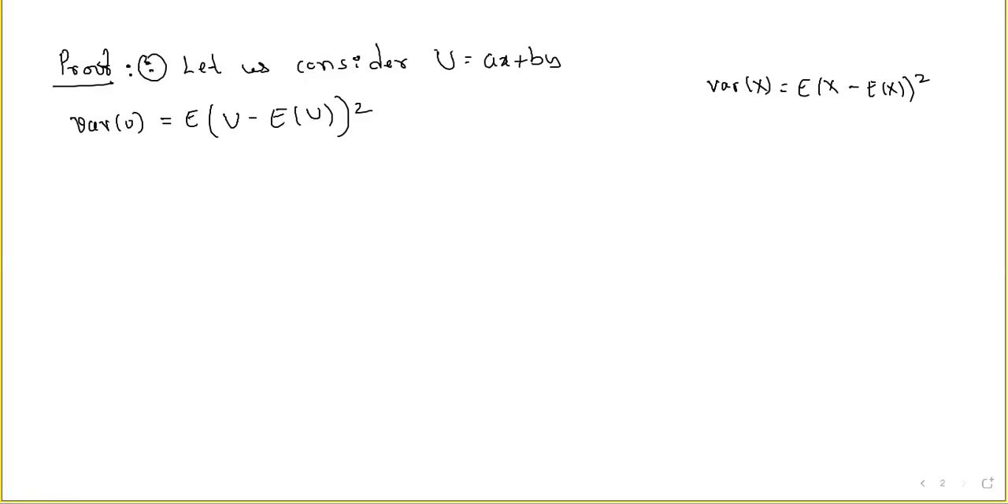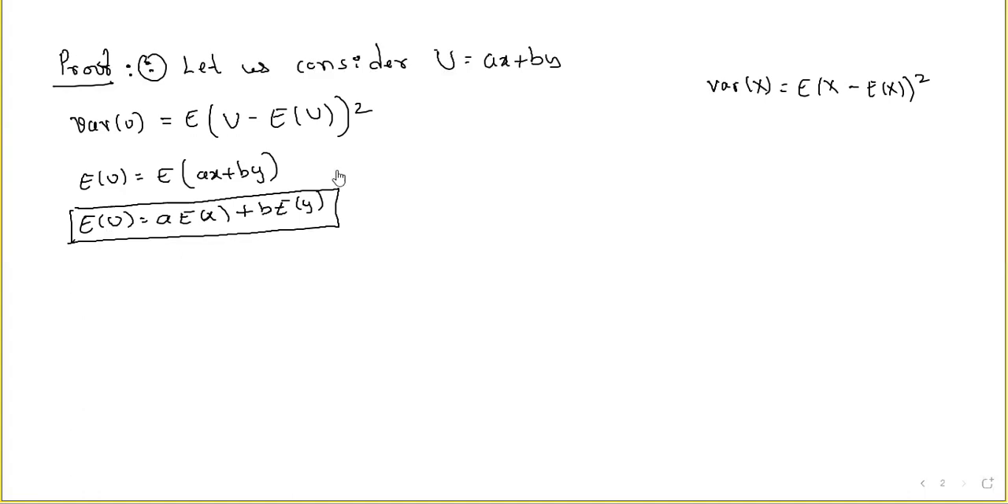Now instead of x, we have u, where u is ax plus by, right? Now we require the expected value of u. So u means ax plus by, then expected value of u equal to expected value of ax plus by. When you apply the expectation inside, this is equal to a into expected value of x plus b into expected value of y. So here we have expected value of u equal to this.